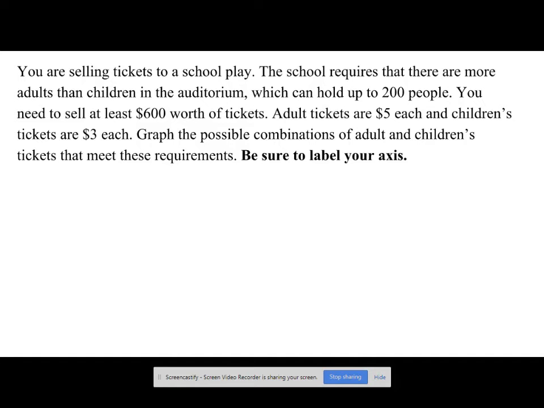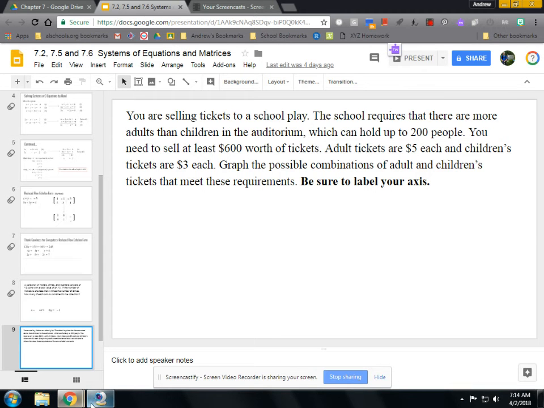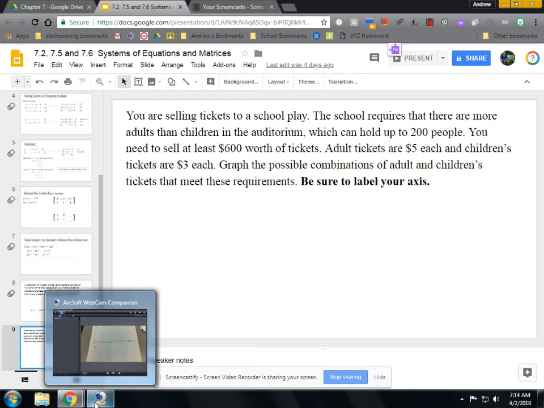So you have the situation, selling tickets to a school play. It says the school requires that there are more adults than children in the auditorium, which can hold up to 200 people. I'm going to stop there at that second sentence. So there's a lot in that one sentence. I'm going to go over to my document camera here in just a second.